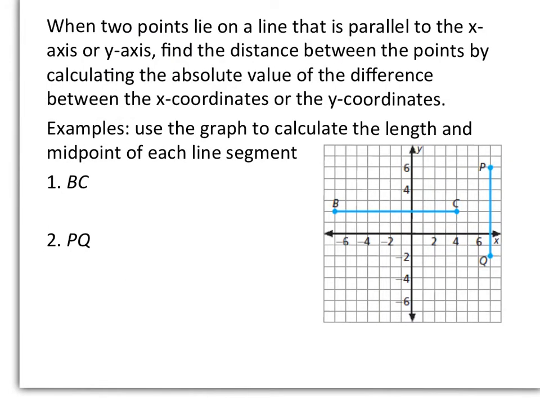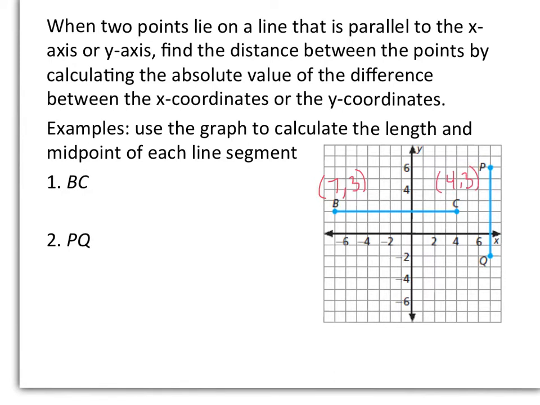When 2 points lie on a line that is parallel to the x-axis or y-axis, find the distance between the points by calculating the absolute value of the difference between the x-coordinates or the y-coordinates. So our examples here, we're going to use the graph to calculate the length and midpoint of each line segment. So number 1, we want to find the length of line segment BC. Well, point B is at 7, 3, and point C is at 4, 3.